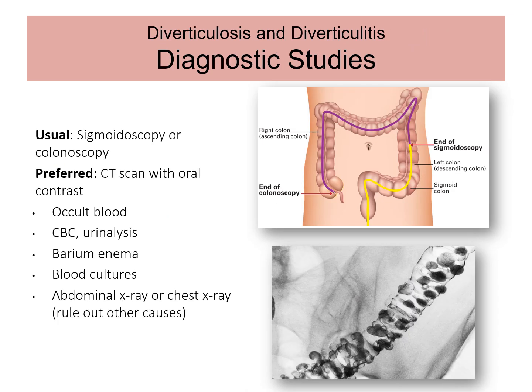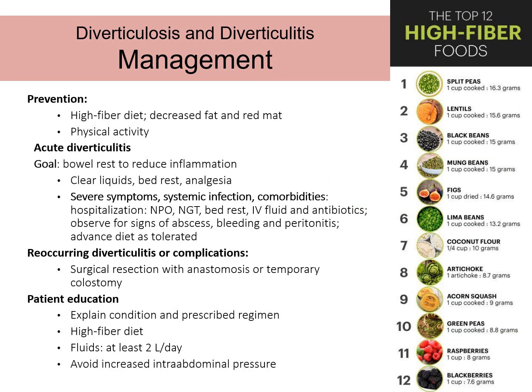With this one, we are going to do sigmoidoscopy or colonoscopy to take a look, see what's going on in there. We're going to do lots of blood tests, barium enema, possible blood cultures, x-rays. And you can see here, this looks like a barium enema. You can see all the diverticula there.